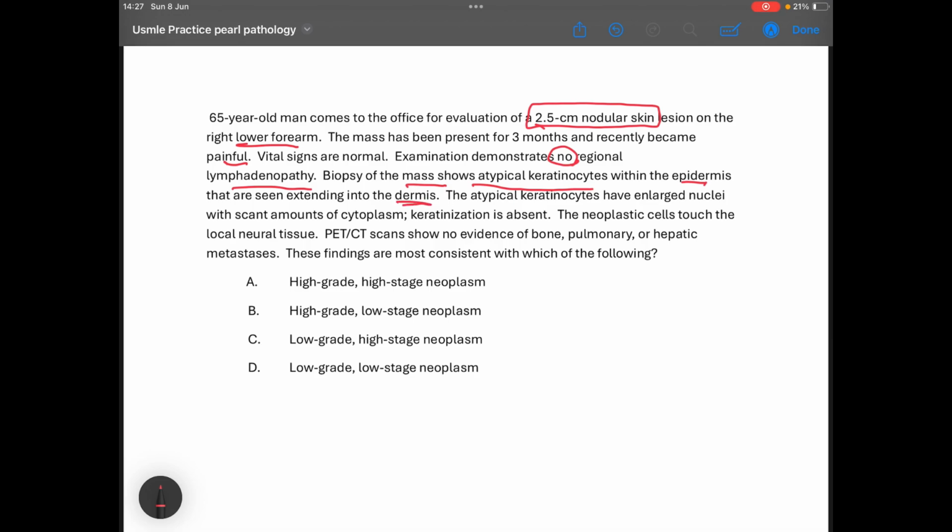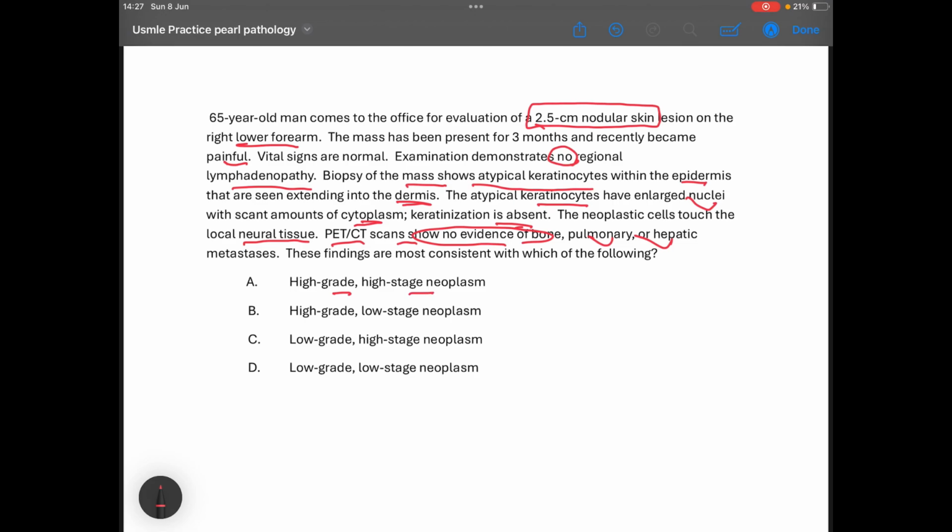The atypical keratinocytes have enlarged nuclei with scant amounts of cytoplasm. Keratinization is absent. The neoplastic cells extend into local neural tissues. PET and CT scans show no evidence of pulmonary or hepatic metastasis. These findings are most consistent with which of the following? In this question they give a scenario for a cancer, and we have to find its grade and stage.